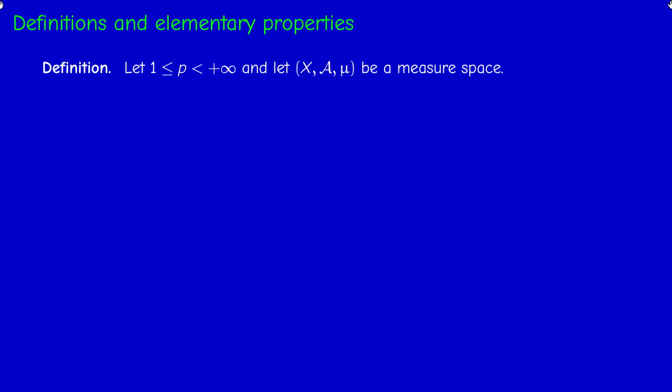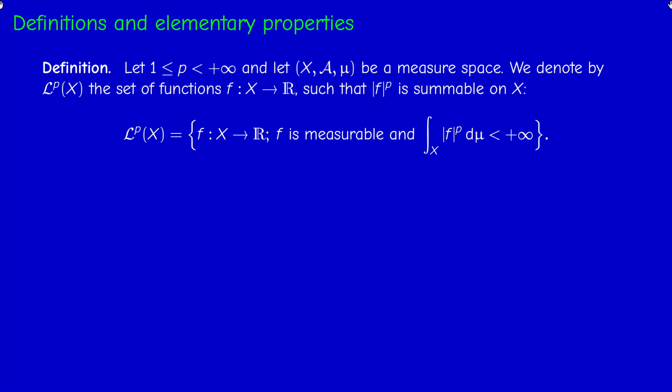Okay, so what are the LP spaces? First, let us consider the case where p is a finite number, which is at least 1. And suppose that we have a measure space, X, A, mu, which means that X is a set, calligraphic A is a sigma algebra of subsets of X, and mu is a measure on X, A. We denote by calligraphic LP of X the set of all real valued functions from X to R, whose pth power is summable or integrable, if you like.